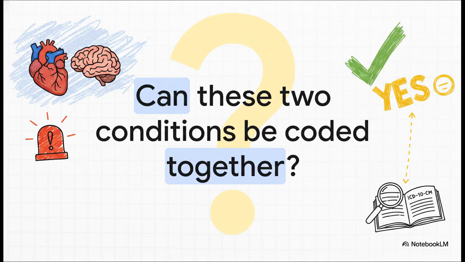Now, with some rules, the answer is just a hard, non-negotiable no. But with Excludes2, the answer is beautifully different. The answer here is actually usually a resounding yes. Let's unpack exactly why that is.